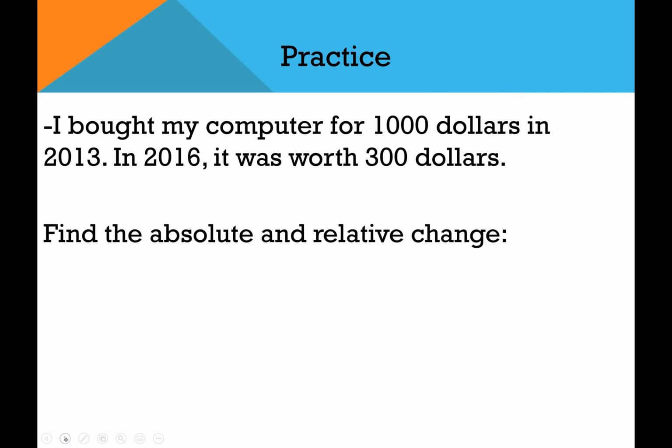All right. So I bought my computer for $1,000 in 2013, and then in 2016 it was worth $300. Find the absolute and relative change. And I hope it goes without saying that I want you to write a sentence for both as well. All right, so where's my old? My old is going to be this, and then my new is going to be this.